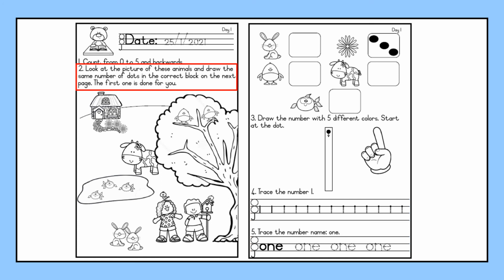Look at the picture of these animals and draw the same number of dots in the correct block on the next page. The first one is done for you. Can you see that there are 3 dots next to the flower? Because I counted 3 flowers in the picture. You must draw the same number of dots in the correct block next to each animal that you count.